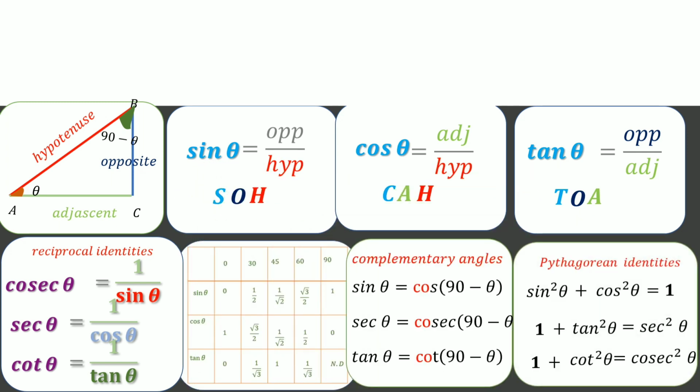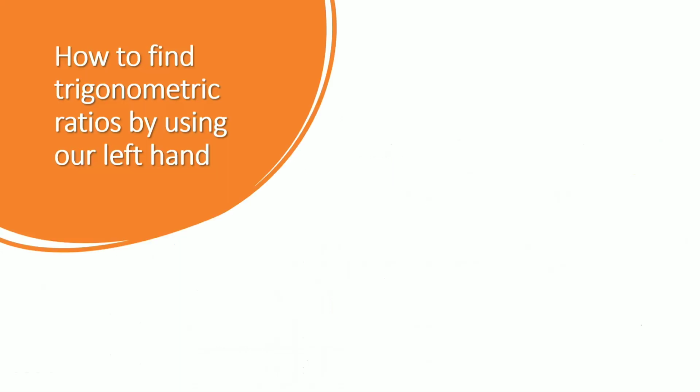Then comes the Pythagorean identities, which are very important. You have to remember them. Sin square theta plus cos square theta is 1. 1 plus tan square theta is secant square theta. 1 plus cot square theta is cosecant square theta.